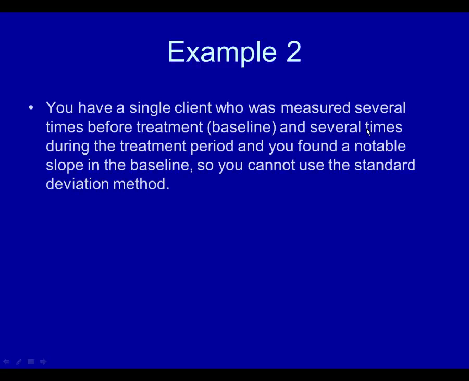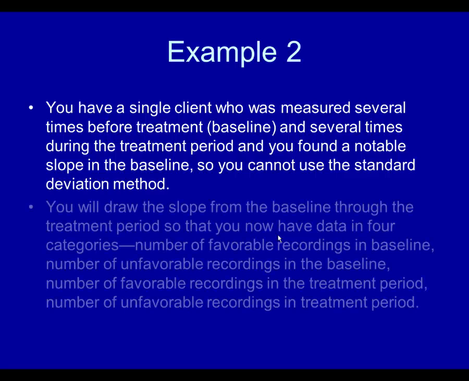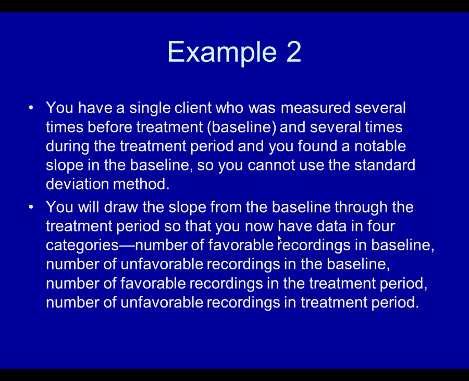Example 2, you have a single client who was measured several times before treatment, we call that a baseline, and several times during the treatment period, and you found a notable slope in the baseline, so you cannot use the standard deviation approach, which would not be appropriate if there's already a progression going on during the baseline period. You will draw the slope from the baseline through the treatment period so that you now have data in 4 categories. Number of favorable recordings in the baseline, number of unfavorable recordings in the baseline, number of favorable recordings in the treatment period, and number of unfavorable recordings in the treatment period.